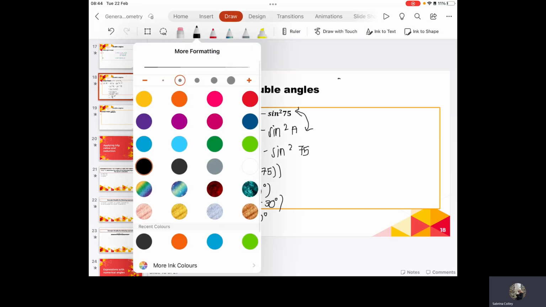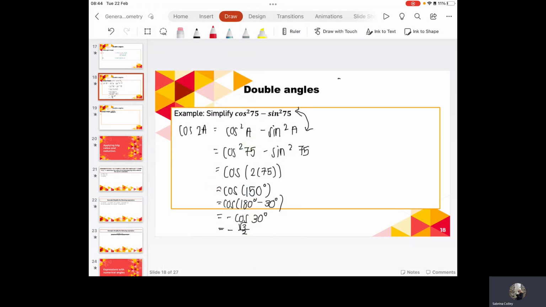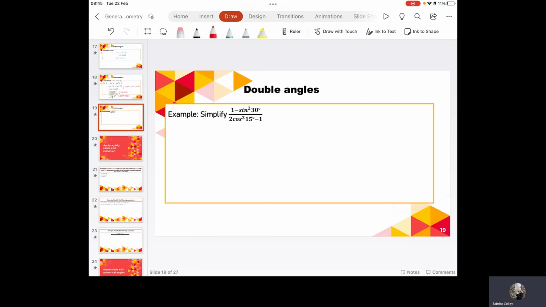Let's quickly see what we used. From the start to here, we used that cos 2A is equal to cos squared A minus sine squared A. From here to here, we used our reduction formula. And then from here, we used our special angles. So we used a bunch of knowledge to do that one. Remember, this is a video, so you can pause it and copy it down. I'm going to carry on.